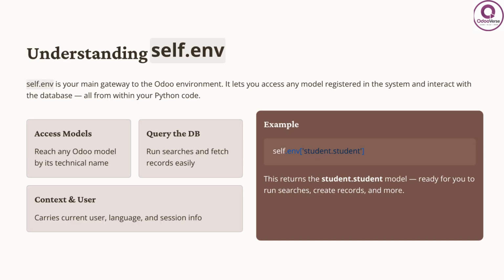Now let's understand self.env. This is one of the most important objects in Odoo. self.env gives us access to models, database operations, current user, language, and environment information. For example, self.env['student.student']. This gives access to the student model. And after accessing the model, we can search, create, update, or delete records easily.